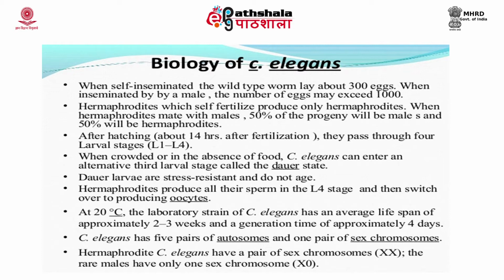When self-inseminated, the wild type worm may lay about 300 eggs. However, on insemination by a male, the number of eggs may exceed 1000. Hermaphrodites which self-fertilize produce only hermaphrodites. When hermaphrodites mate with males, 50% of the progeny is male and 50% hermaphrodites.